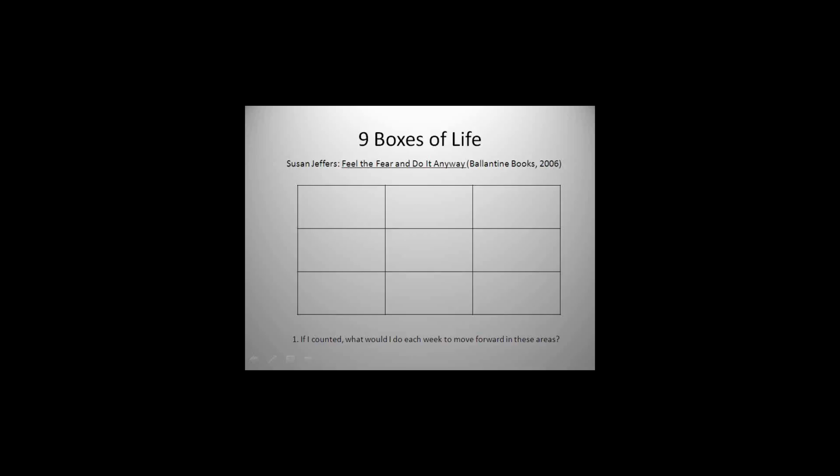If you want, you can specify very important hobbies, like maybe you go fishing a lot or you play an instrument or something like that. So the idea is you sort of make your life a little fuller. You have these 9 boxes now instead of just 2. And then the next question that she asked you is the question that's on that slide. She says, if I counted, what would I do each week to move forward in these areas?